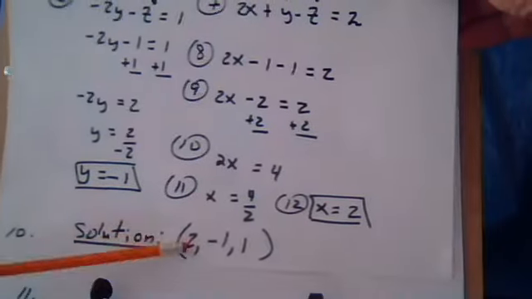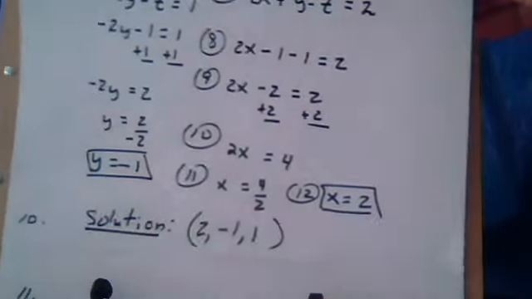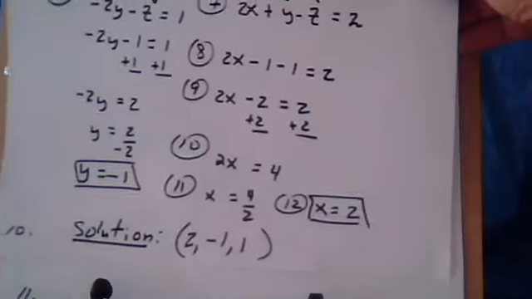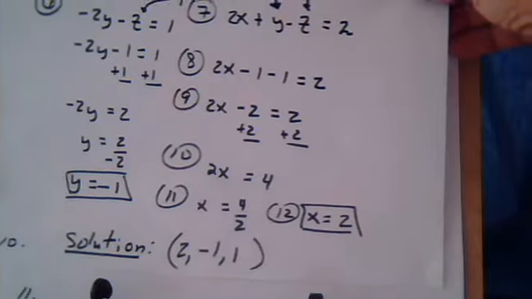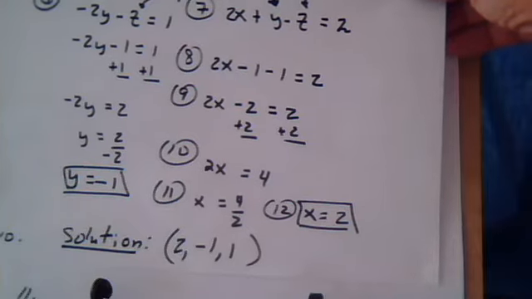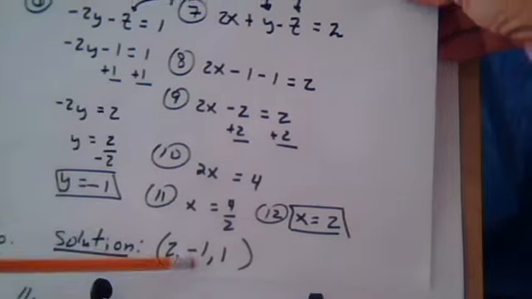You always put the x first, then the y, then the z. If you would have graphed those three equations in the original system, there would have been 3 lines, and they would have intersected at this point.